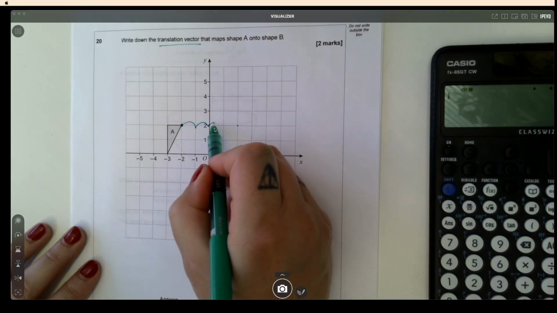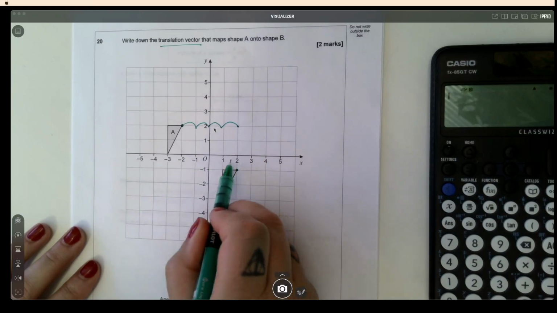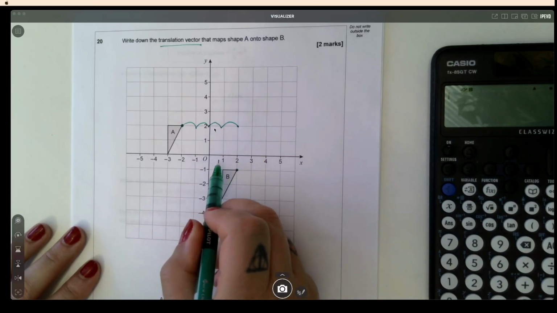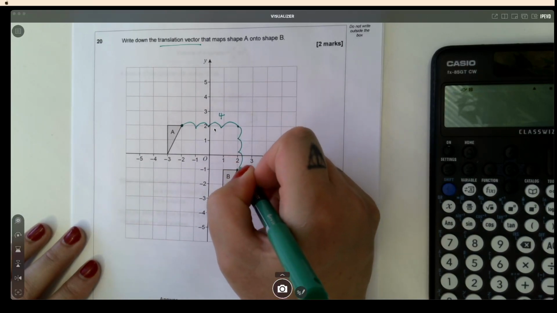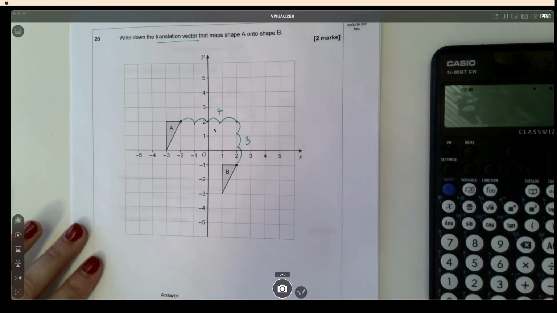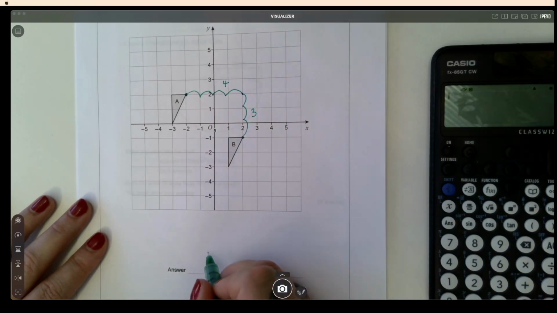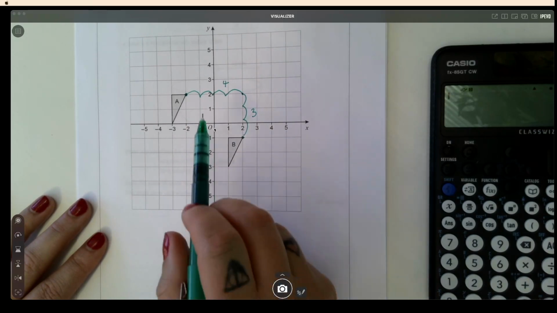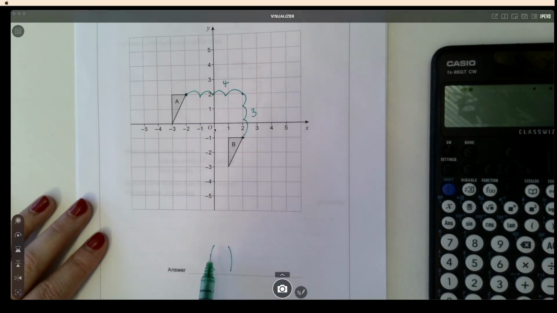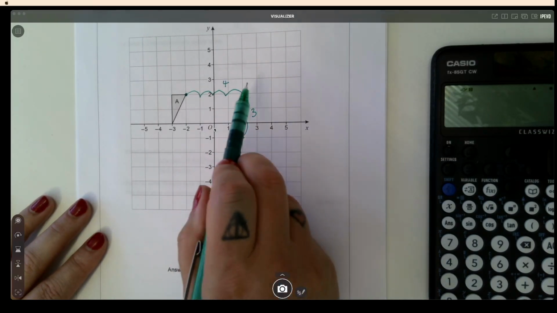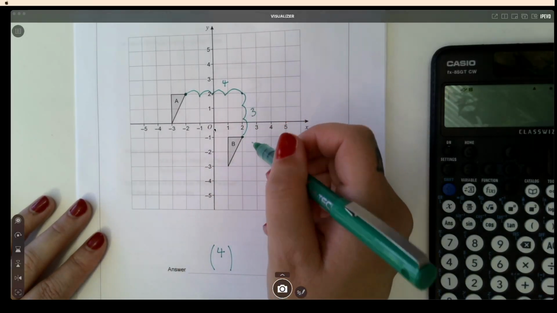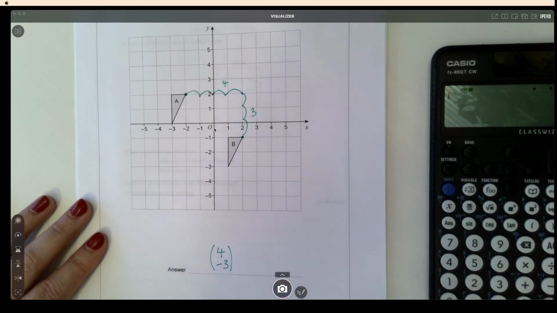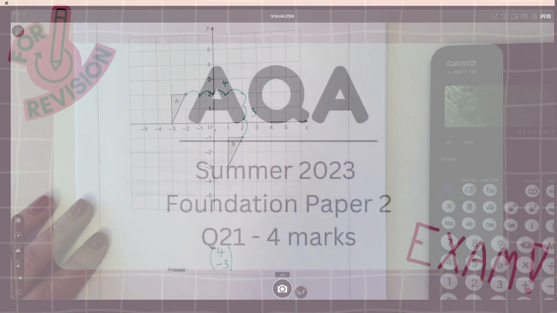So 1, 2, 3, 4, checking that scale. There, it's definitely going in 1. So it's gone 4 to the right and then 1, 2, 3 down. So in terms of our translation vector, it's the long brackets, the tall brackets. The movement left or right goes on the top. We've gone right, so it's a positive movement of 4. But we've gone down 3, so it's a negative 3 underneath.